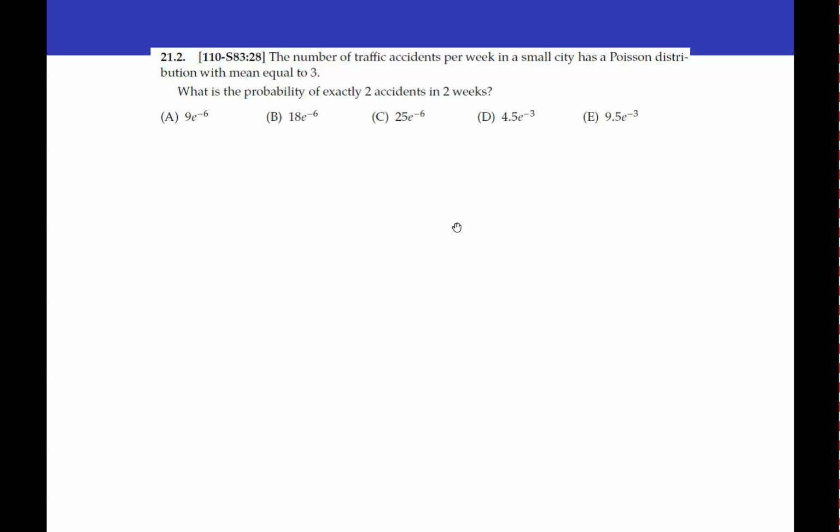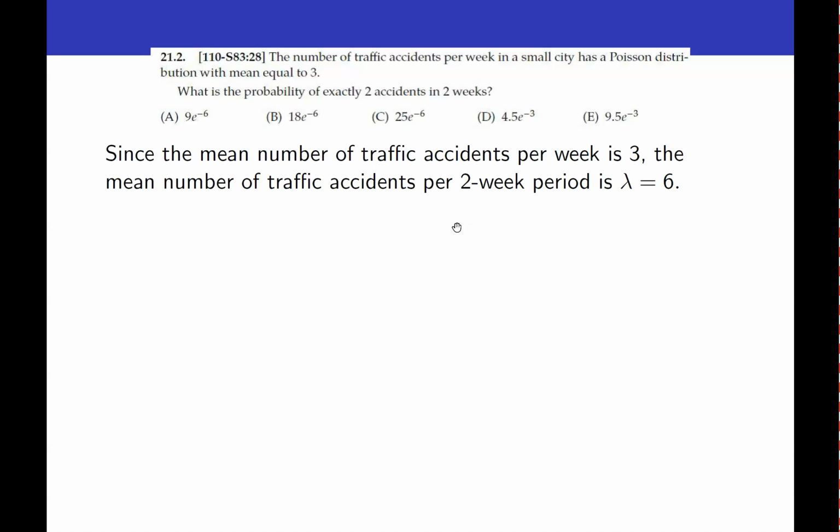The Poisson distribution mean that they give us is per week. We want it for 2 weeks. Well, given the independence that we assume for Poisson distributions, if we want the number of accidents in 2 weeks, we can just double the mean for 1 week to get that our lambda is equal to 6 for the Poisson distribution that we want. So now we're ready to answer the question that we were asked. What's the probability of exactly 2 accidents in 2 weeks?